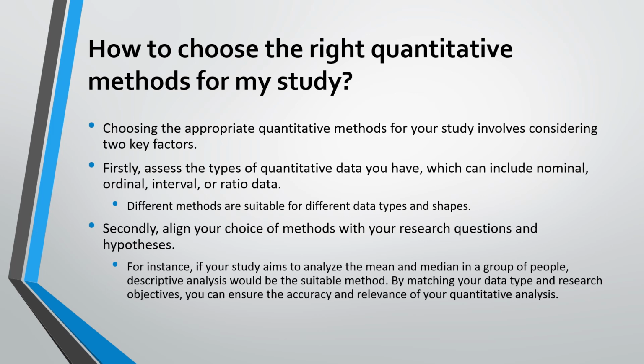Choosing the appropriate quantitative methods for your study involves considering 2 key factors. Firstly, assess the types of quantitative data you have, which can include nominal, ordinal, interval, or ratio data. Different methods are suitable for different data types and shapes. Secondly, align your choice of methods with your research questions and hypotheses. For instance, if your study aims to analyze the mean and median in a group of people, descriptive analysis would be the suitable method. By matching your data type and research objectives, you can ensure the accuracy and relevance of your quantitative analysis.